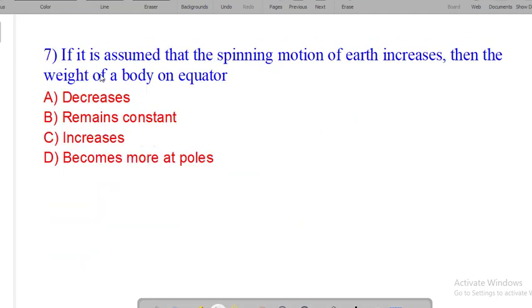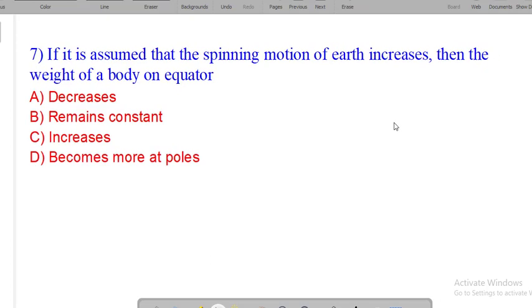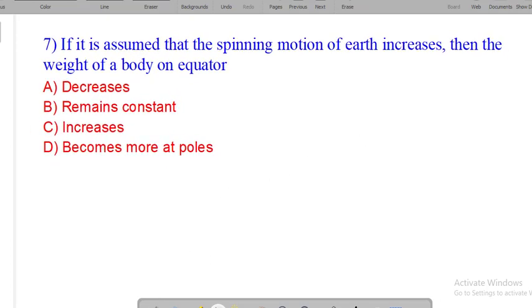Next we come to question number 7. If it is assumed that the spinning motion of Earth increases, then the weight of a body on the equator: decreases, remains constant, increases, or becomes more at the poles. Now regarding the Earth, when a person is on the equator, or of course any part of the Earth, two forces are acting on it. I'll just draw this diagram of Earth.